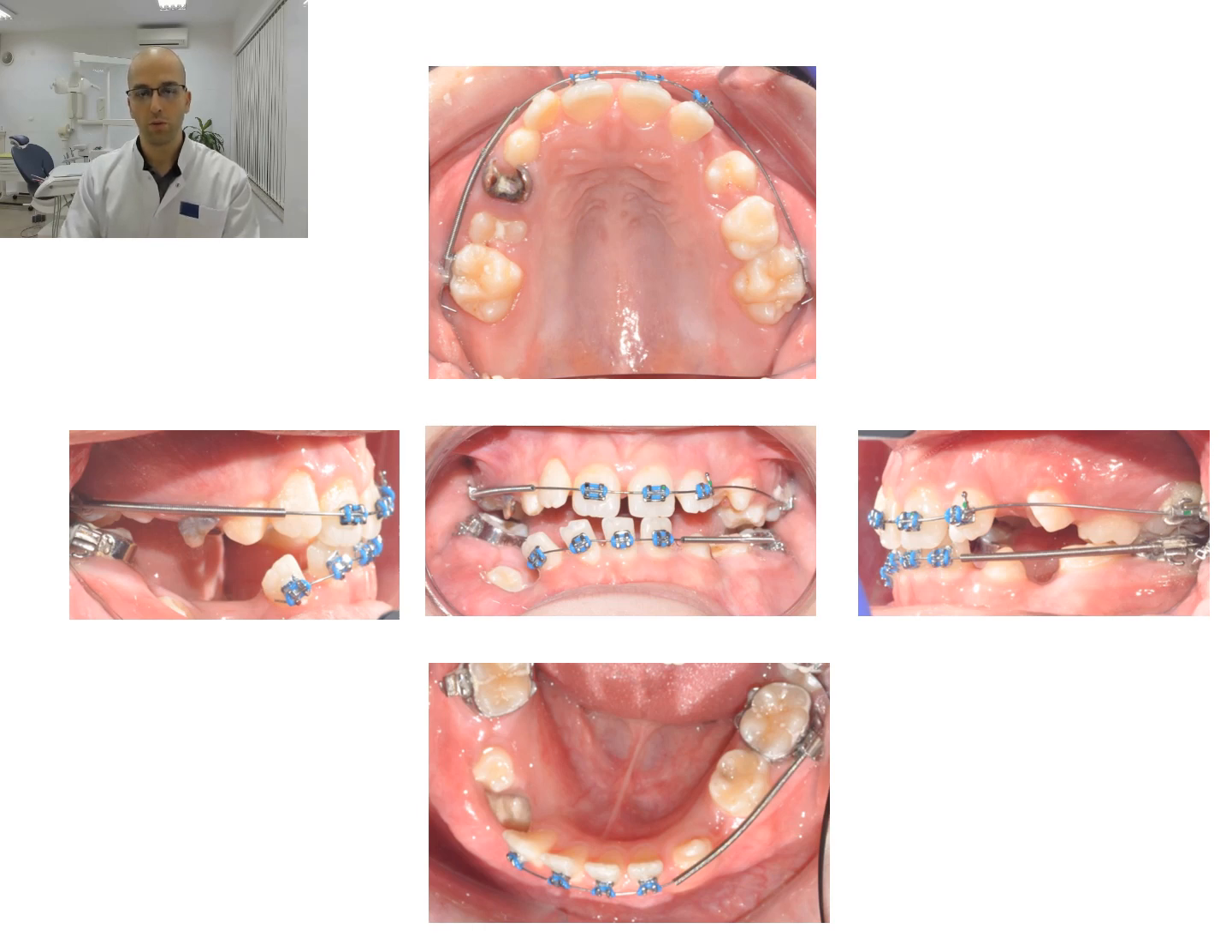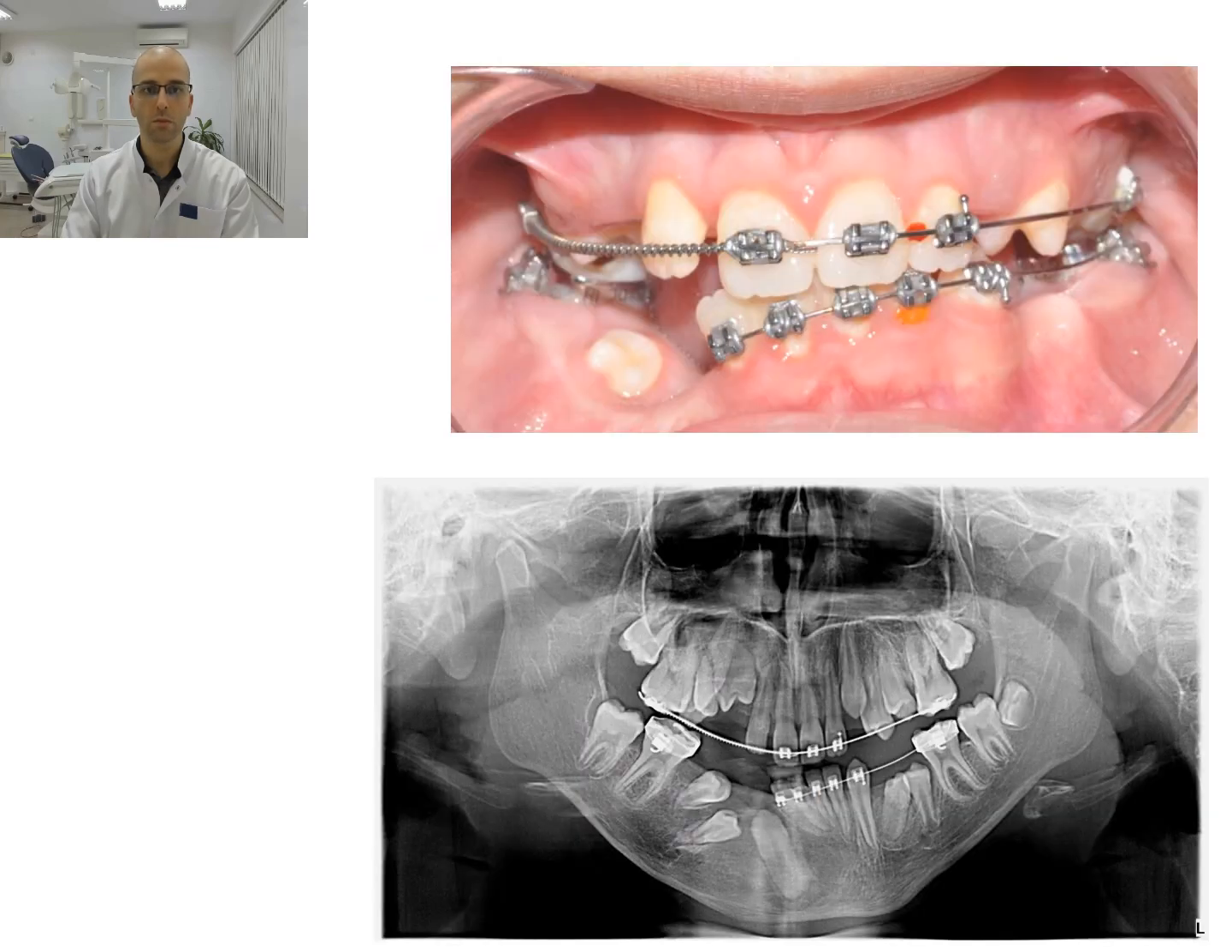Fixed braces were bonded, and I used lower segmented mechanics in order to upright the lower incisors and move them away from the canine. The upper deciduous molar was removed on the following day. A few months later, a new X-ray was taken after the position of the incisors was improved.